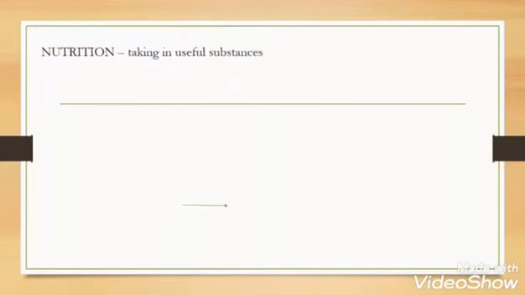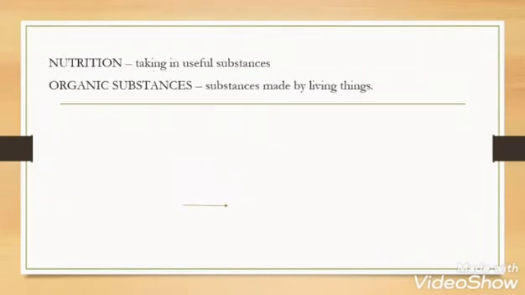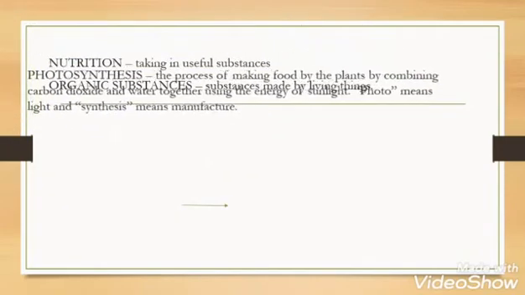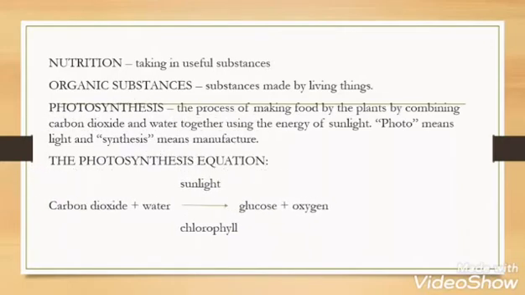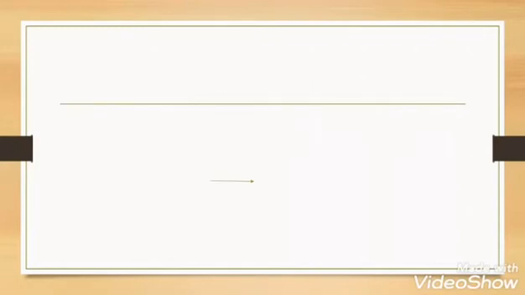As we have mentioned earlier, photosynthesis is the process of making food by the plants. It comes from the word photo, which means light, and synthesis meaning manufacture. The full equation for photosynthesis is written as carbon dioxide plus water, with the help of sunlight and chlorophyll, to give glucose and oxygen. To show the number of molecules involved in the reaction, a balanced equation needs to be written.